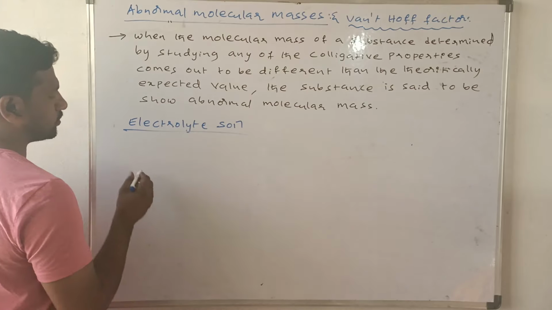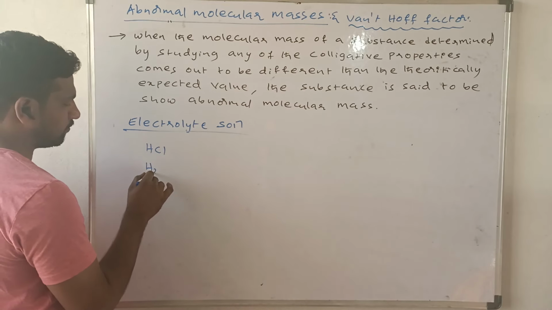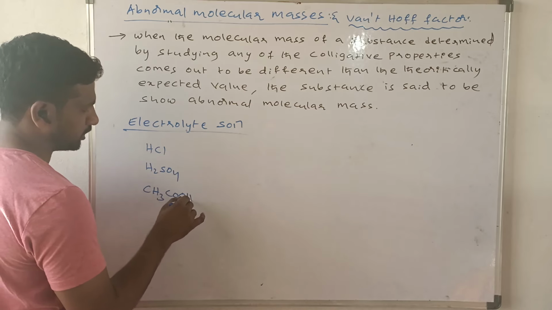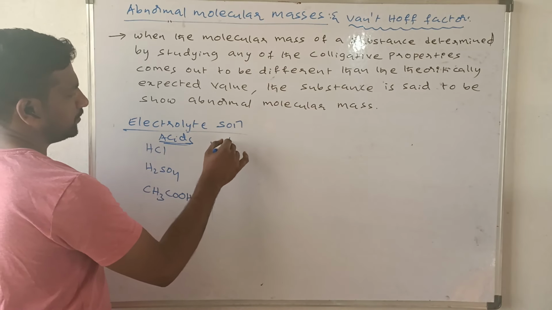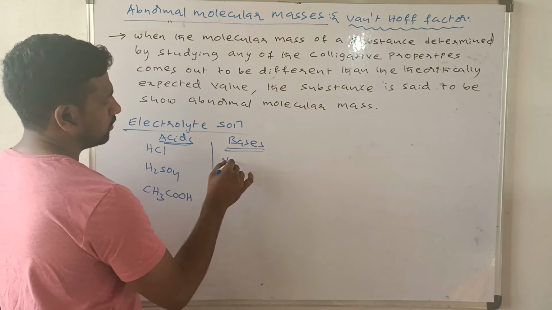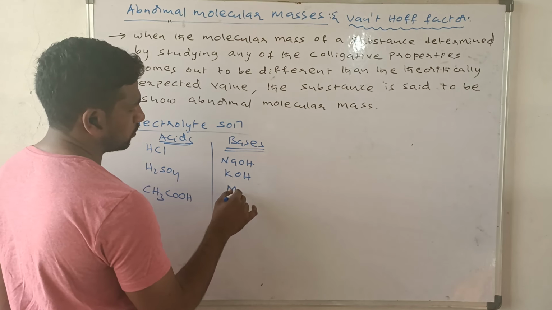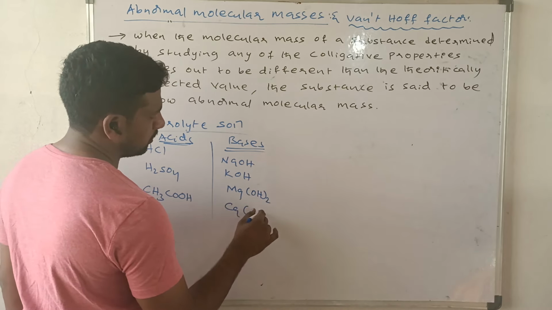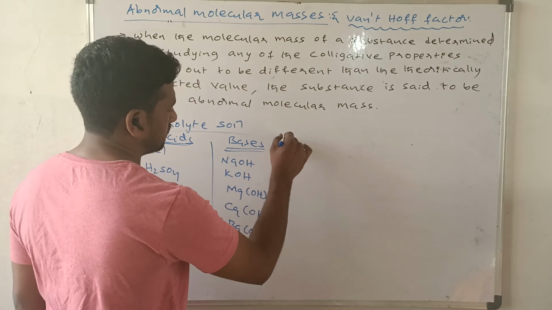What are the electrolyte solutions? Some acid solutions like HCl, hydrochloric acid, sulfuric acid H2SO4, and acetic acid CH3COOH. These are acids. Then the bases: strong bases like sodium hydroxide, potassium hydroxide, magnesium hydroxide or calcium hydroxide, and barium hydroxide. These are the bases.